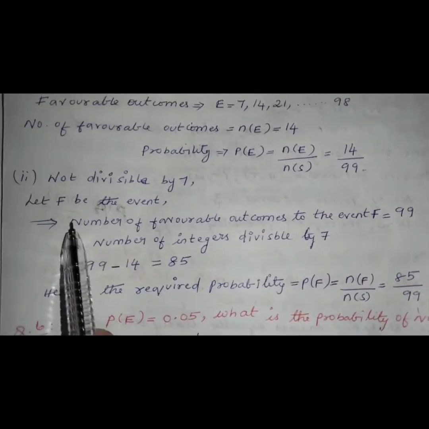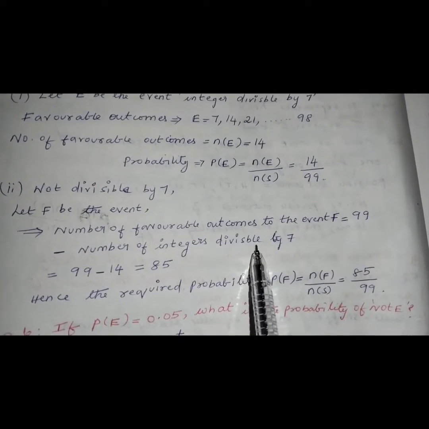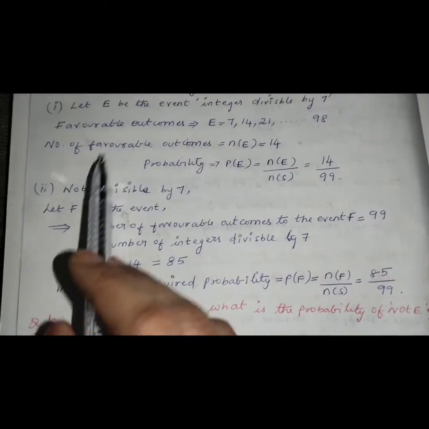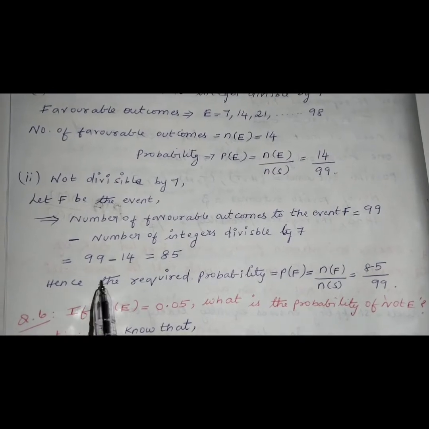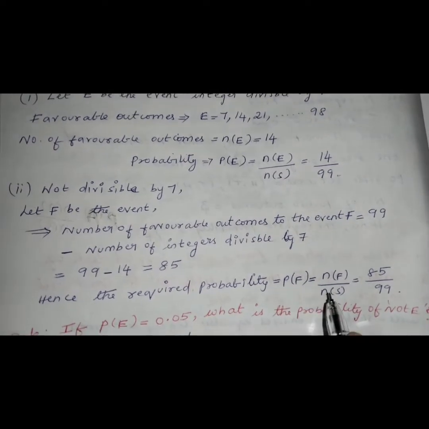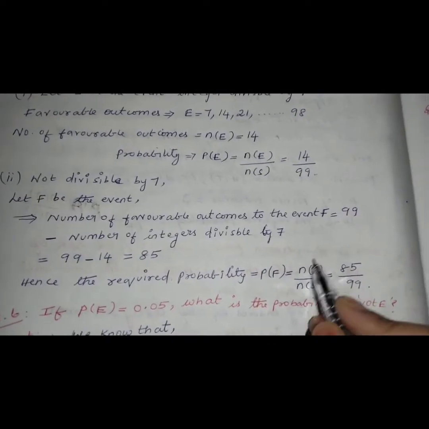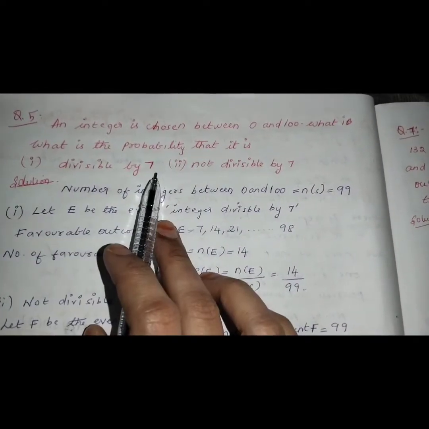Now, not divisible by 7. Let F be the event. The number of favorable outcomes to the event F is 99 minus the number of integers divisible by 7. 99 minus 14 gives 85. So that value is n of F. Hence the required probability P of F equals n of F by n of S, which is 85 by 99. So this is the solution of question number 5. This is a very important question of the probability chapter.